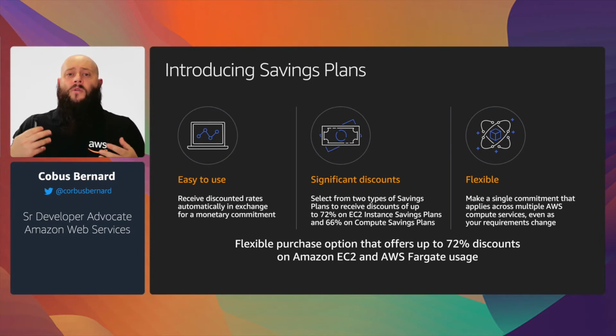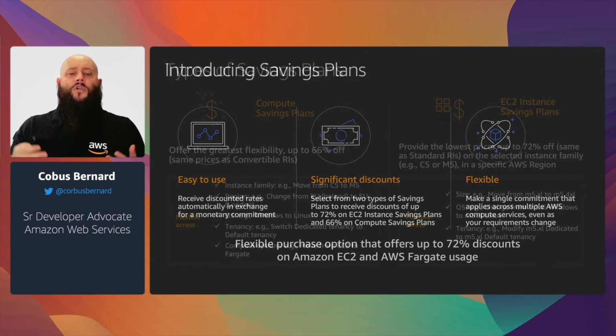The reason we built savings plans is, firstly, they're easy to use. You can receive the discount purely by specifying a dollar value that you want to commit to. You can get significant discounts. With savings plans, you can get up to 66% or 72%, depending on which one of the two savings plans you pick from. They're also flexible in the sense that they apply across multiple AWS services, as we'll see in the next slide.